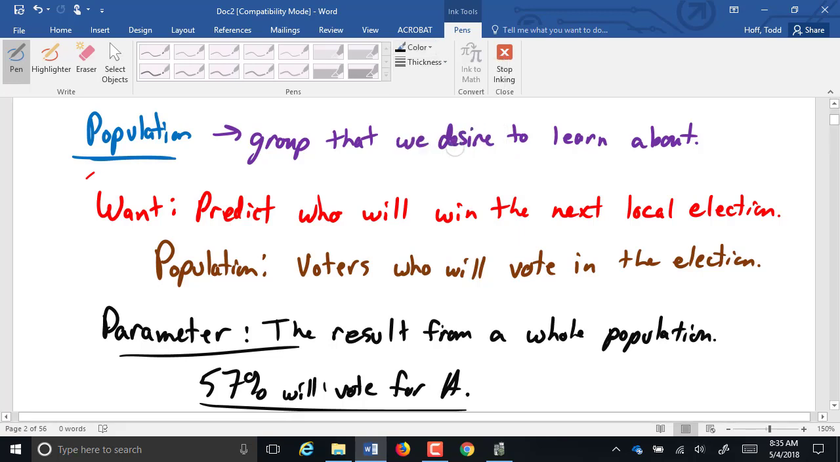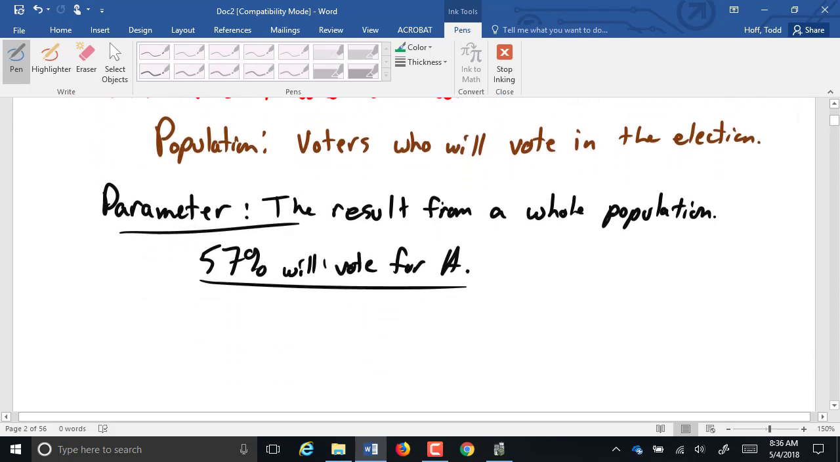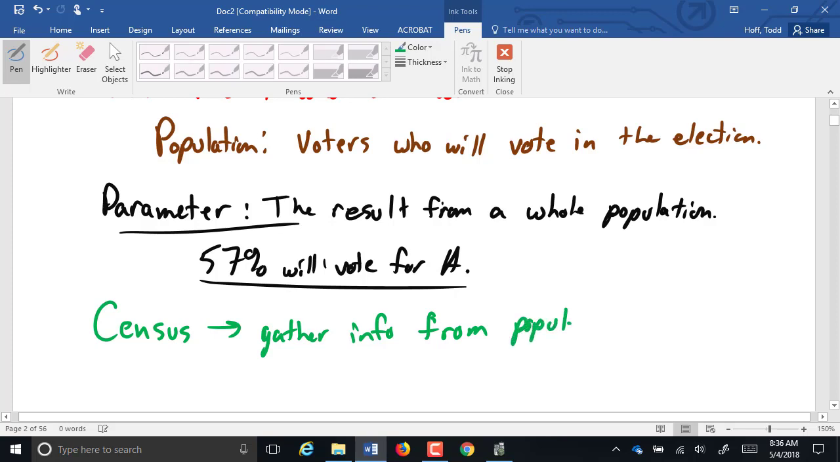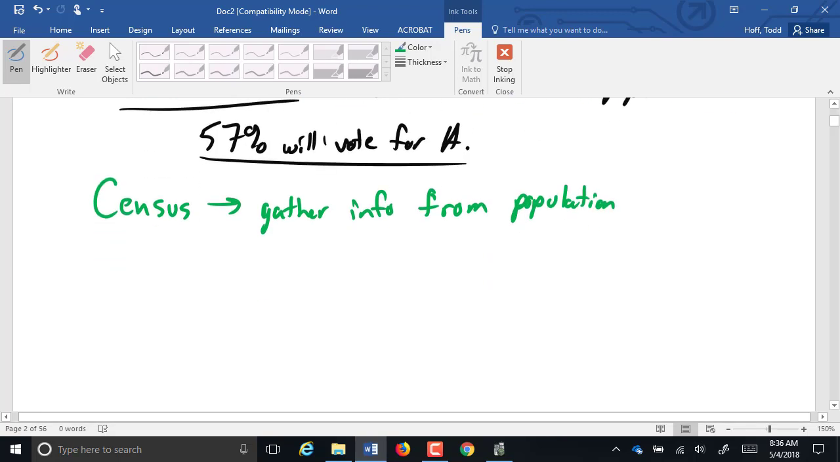Well, we almost never study a full population. If we were to try to gather information from a full population, it's called a census. Our government does a census about every 10 years. In fact, they're gearing up to start another one here in 2020, where they attempt a census. They've never succeeded, really. There's always at least some people who do not respond, but they try to gather information from every person in the United States.